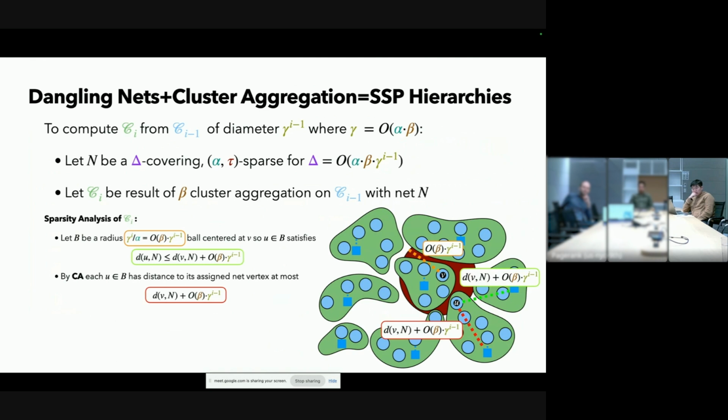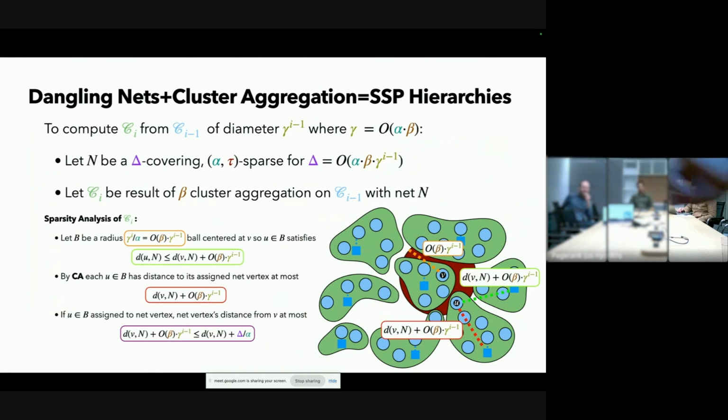And what does this mean? Well, it tells us that if some vertex in this red ball, in this case U, is assigned to some net vertex, then the distance of that net vertex to V is small. Namely, V can first traverse this ball and then traverse to that net vertex. This ball has radius, again, I'm just saying the parameters, beta times gamma to the I-1. And in particular, what that means is that the entire distance from V to this net vertex is essentially the distance of V to its nearest net vertex, plus some extra beta times gamma to the I-1.